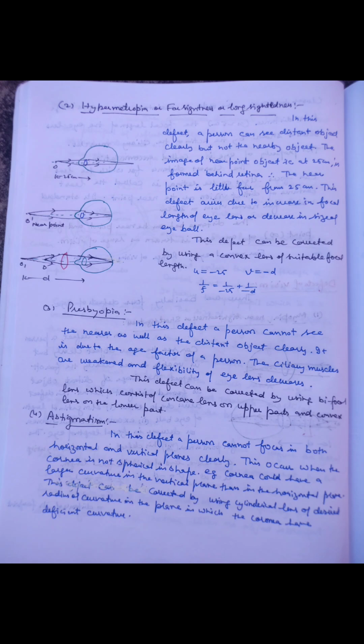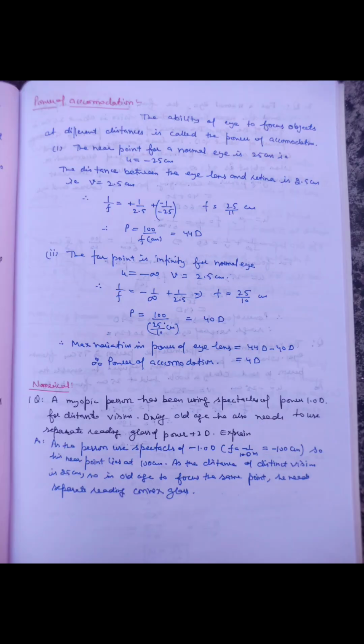In presbyopia, person cannot see the nearer as well as the distant object clearly. This defect is due to age factor. In astigmatism, person cannot focus in both horizontal and vertical planes clearly. This defect occurs when the cornea is not spherical in shape. The ability of an eye to focus object at different distances is called power of accommodation. It is equal to 4 diopter.